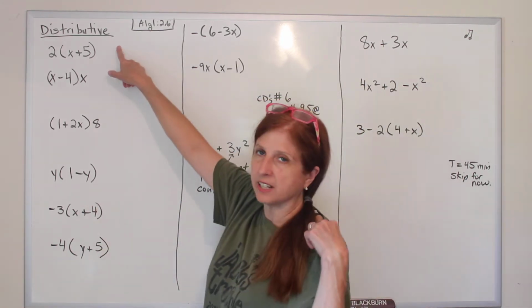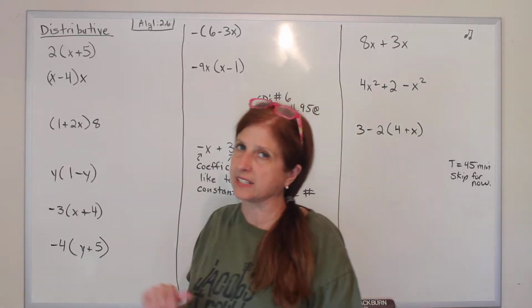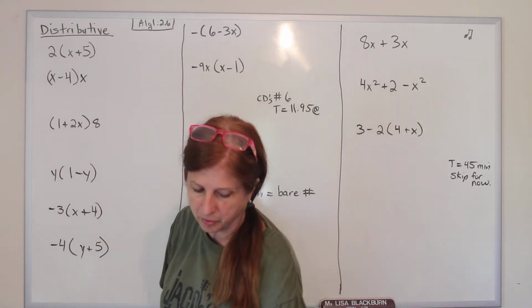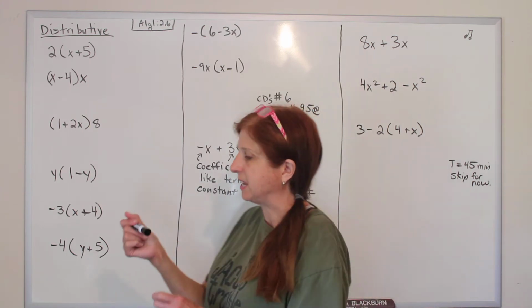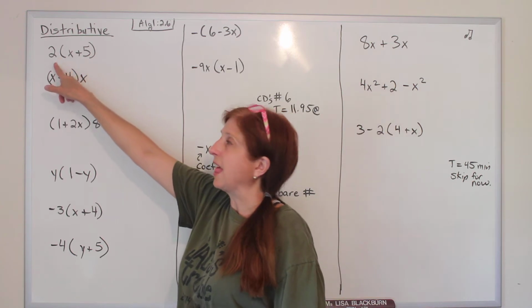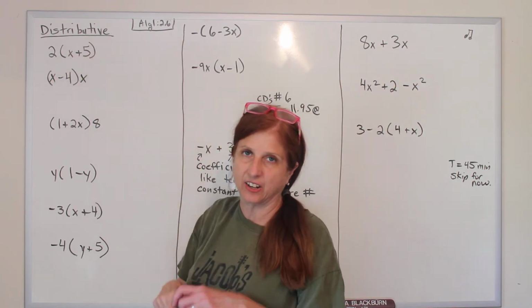Alright, so this is another property. Remember we learned associative, identity, all of those last video, 2.5. But this one is called the Distributive Property, and it's pretty easy, and a lot of you have already learned this in pre-algebra, but this is how it works. If you have parentheses, what's on the outside of the parentheses goes for everything on the inside of the parentheses.